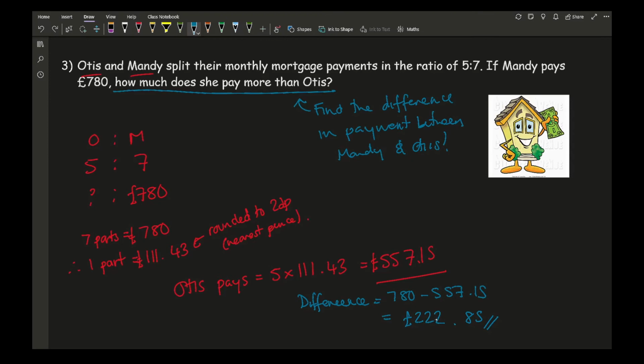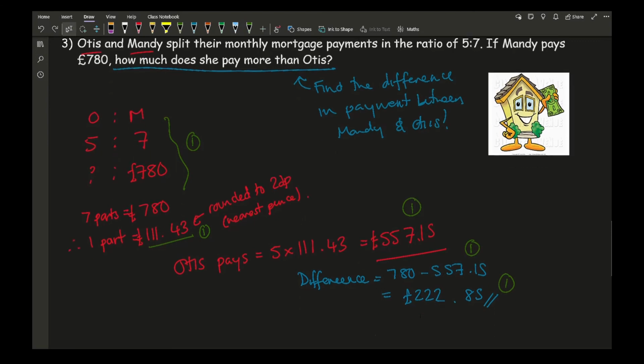So it is important that you set out your working out. Now this question, if you were given it in an exam, would be worth several marks. You'd get 1 mark initially for working out the value of 1 part, maybe a mark here for setting your work out. You'd get 1 mark for working out how much Otis pays, 1 mark for recognising you've got to work out the difference, and then 1 mark for your final answer, paying attention to your rounding, which again should be to 2 decimal places because you're dealing with money.